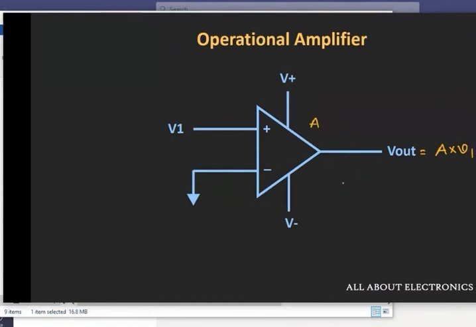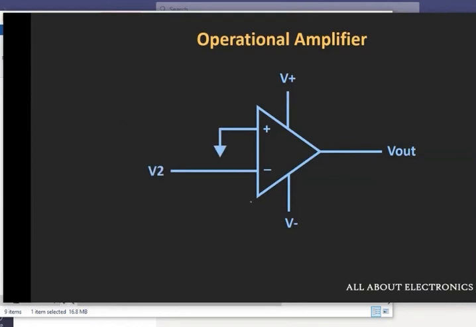It is known as the open loop gain because it is the gain of the operational amplifier when there is no feedback from the output to the input side. Suppose you apply a sinusoidal signal here. Then at the output, that sinusoidal signal gets multiplied by the factor of this gain, and you get an amplified sinusoidal signal. Here the phase of the output voltage will be the same as the input voltage.